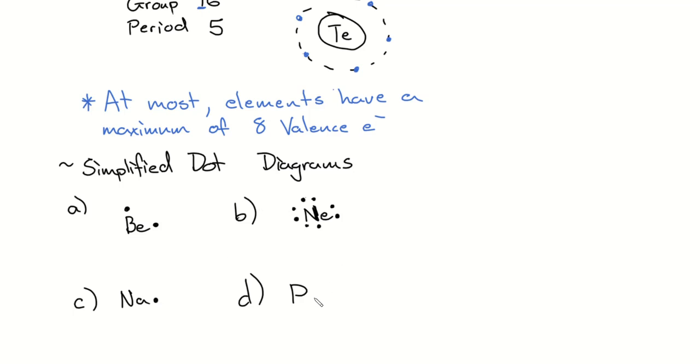Okay. Phosphorus, which group? 15. And the 1's digit is 5. So check it out: 1, 2, 3, 4, 5. What if it's in group 5? If it's in group 5, it is a transition metal, and it gets weird.